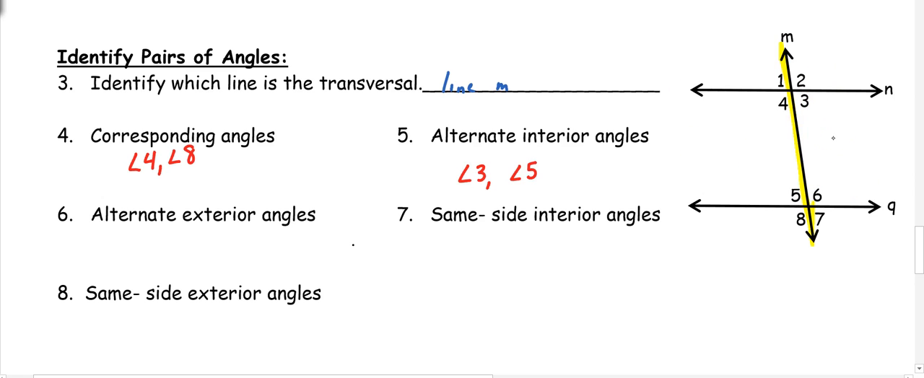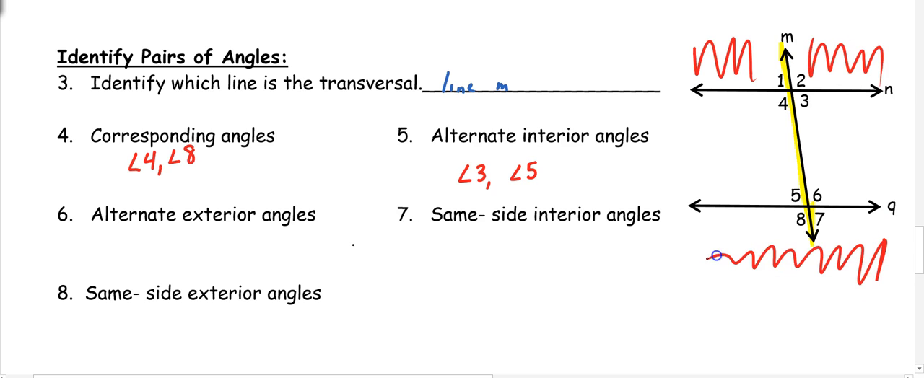Alternate exterior, so same idea, but now on the outside of the line and on the opposite sides of the transversal. So let's say we pick angle 1, the opposite side would be angle 7. So we could have angle 1 and angle 7 would be alternate exterior.